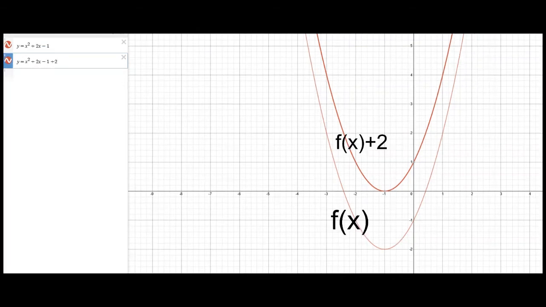Now what I'm showing here is the bottom graph is the original f of x, and the top one slightly above it is f of x plus 2. So what's happened is, you can see f of x has been shifted up 2 squares. Right?